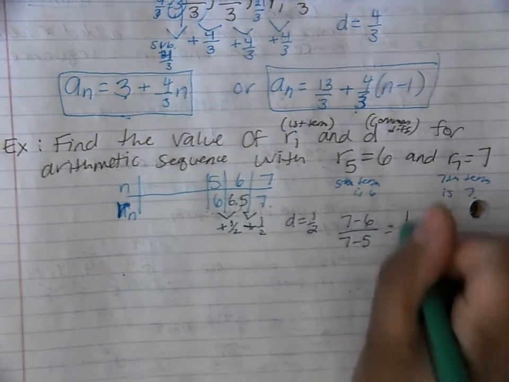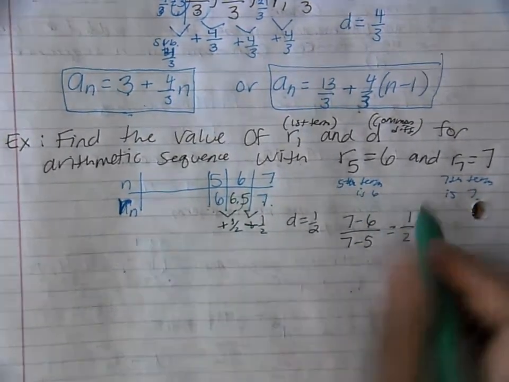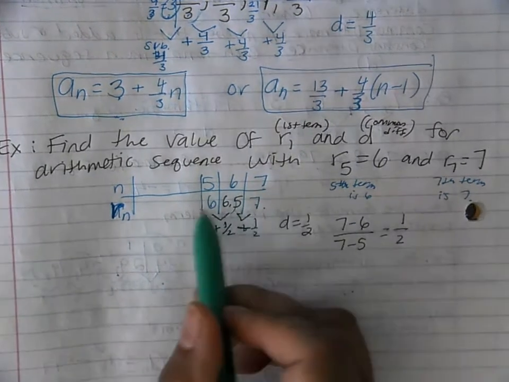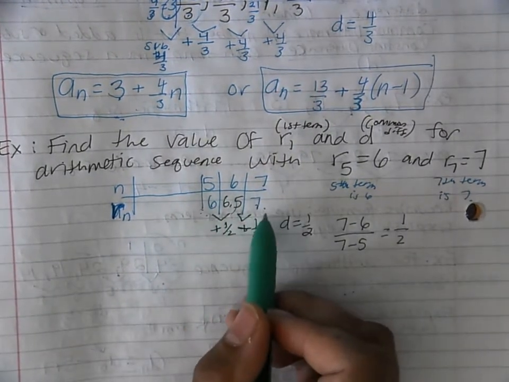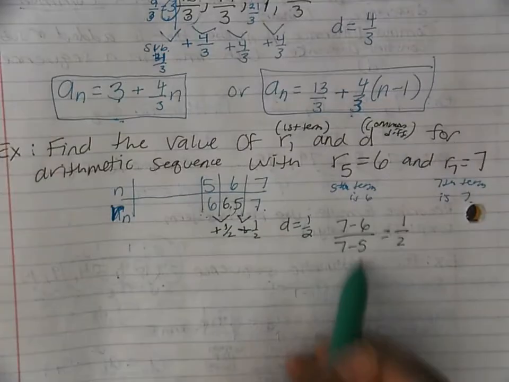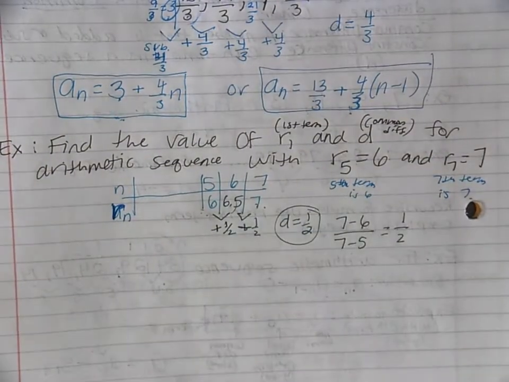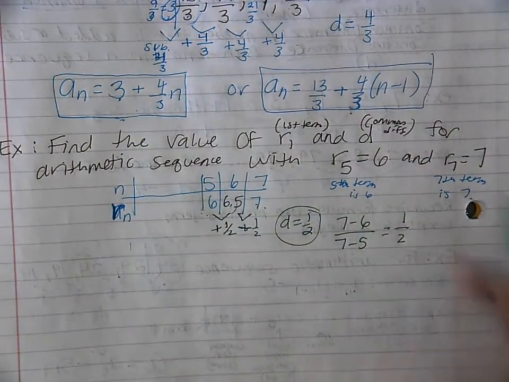So this would be 1 over 2, like I just found. This is the more algebraic way of finding it. Here, you can kind of just use a table to help you find the values. So slope formula or table, either way, we find that d is 1/2. Okay, so we're getting closer to our final answer.